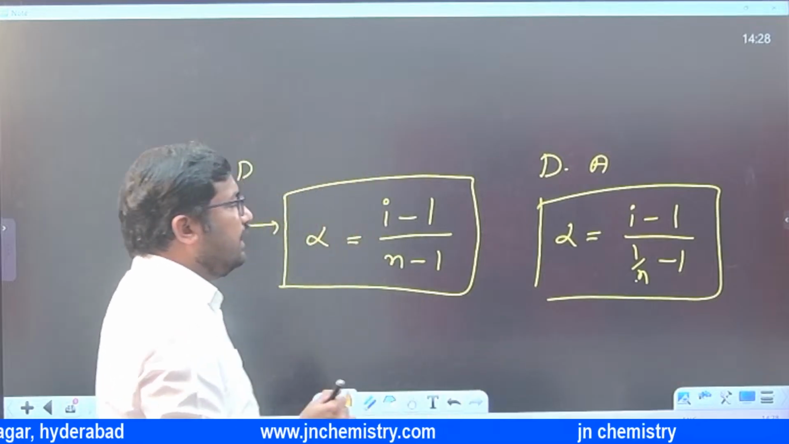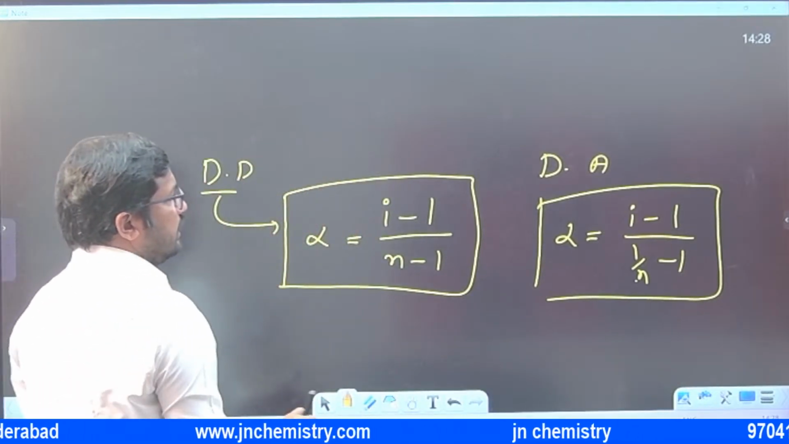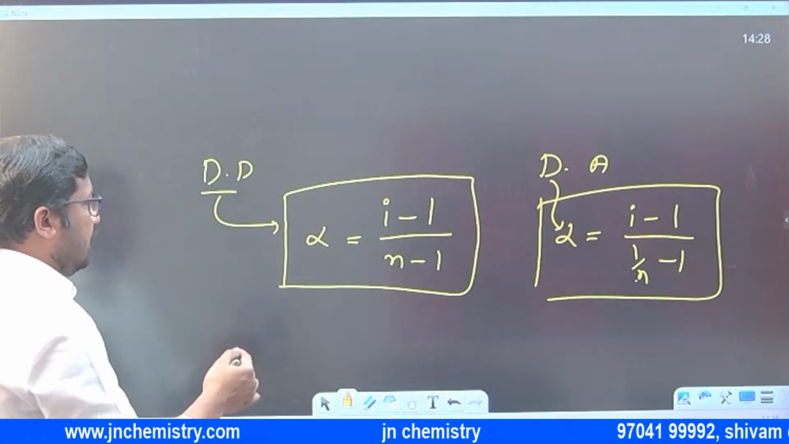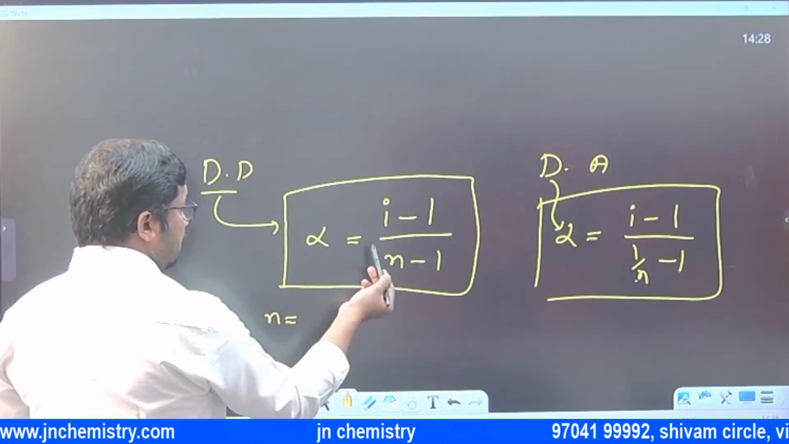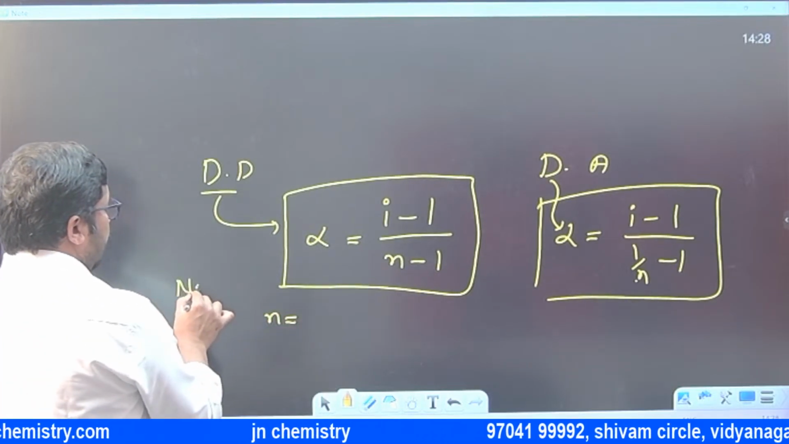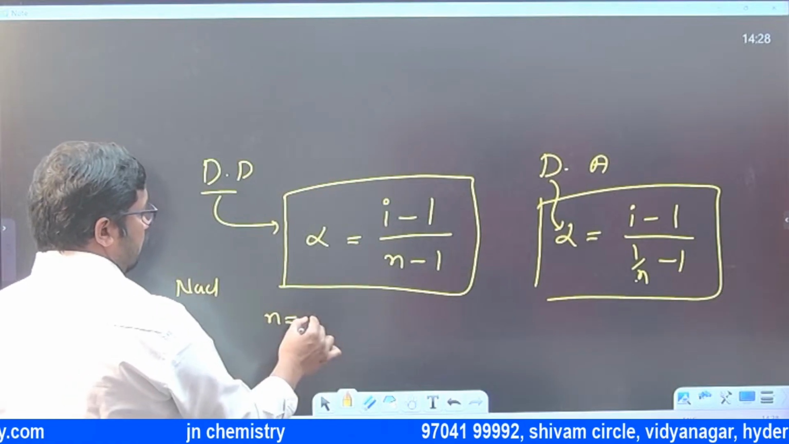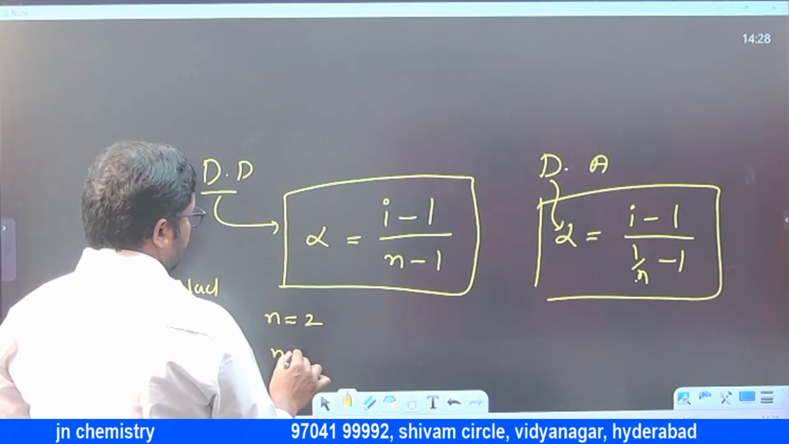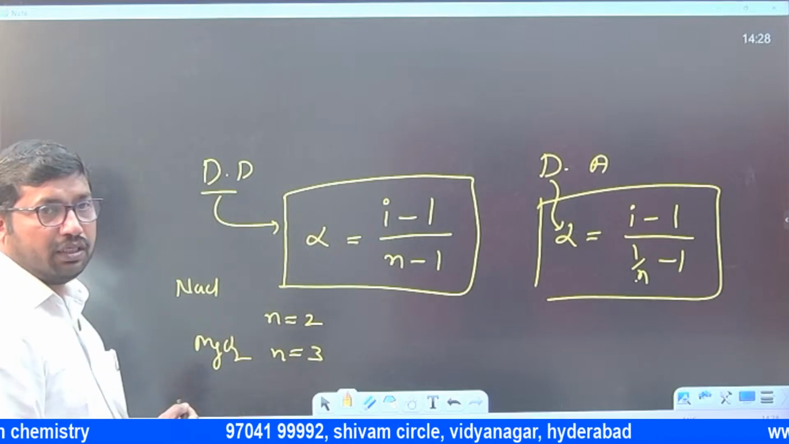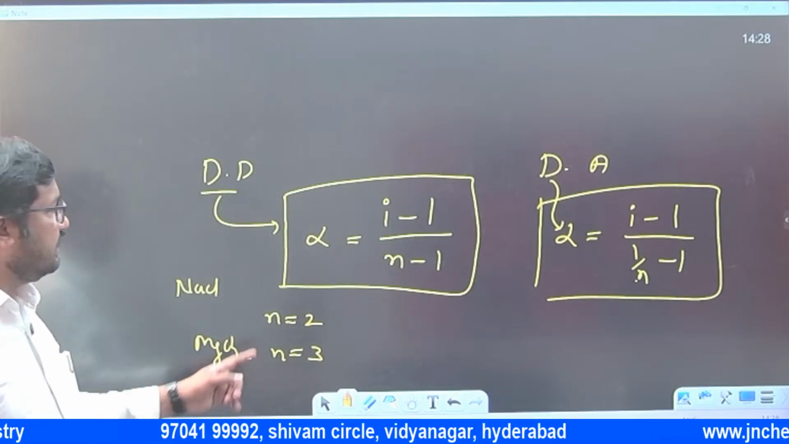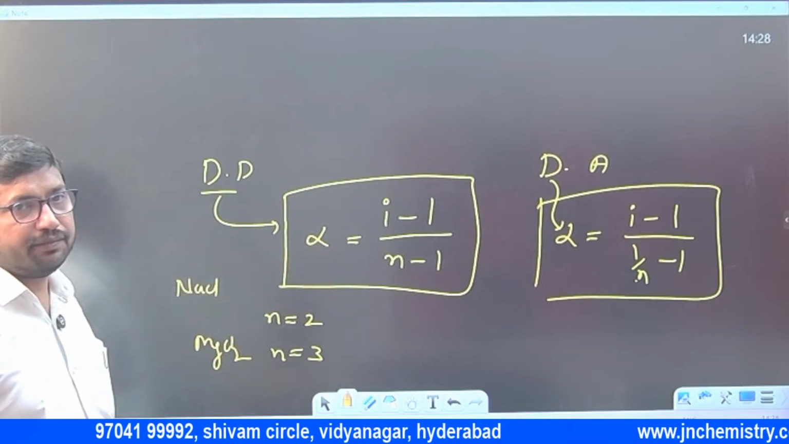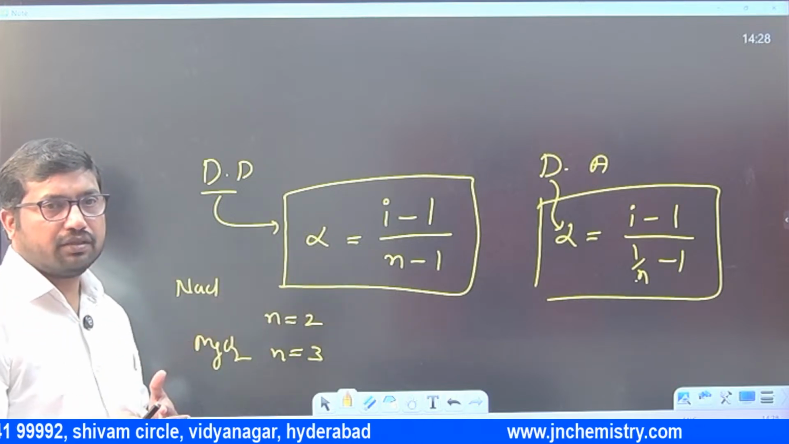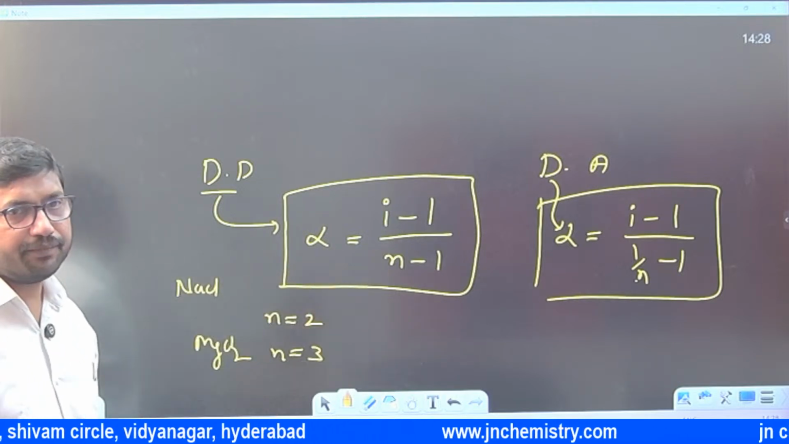What is alpha? Degree of dissociation. What is alpha? Degree of association. What is n? n means number. For example, NaCl: n is equal to 2. MgCl2: n is equal to 3. If 100% dissociation takes place, directly we can take the n value. So n is the number of ions based on the formula we write.